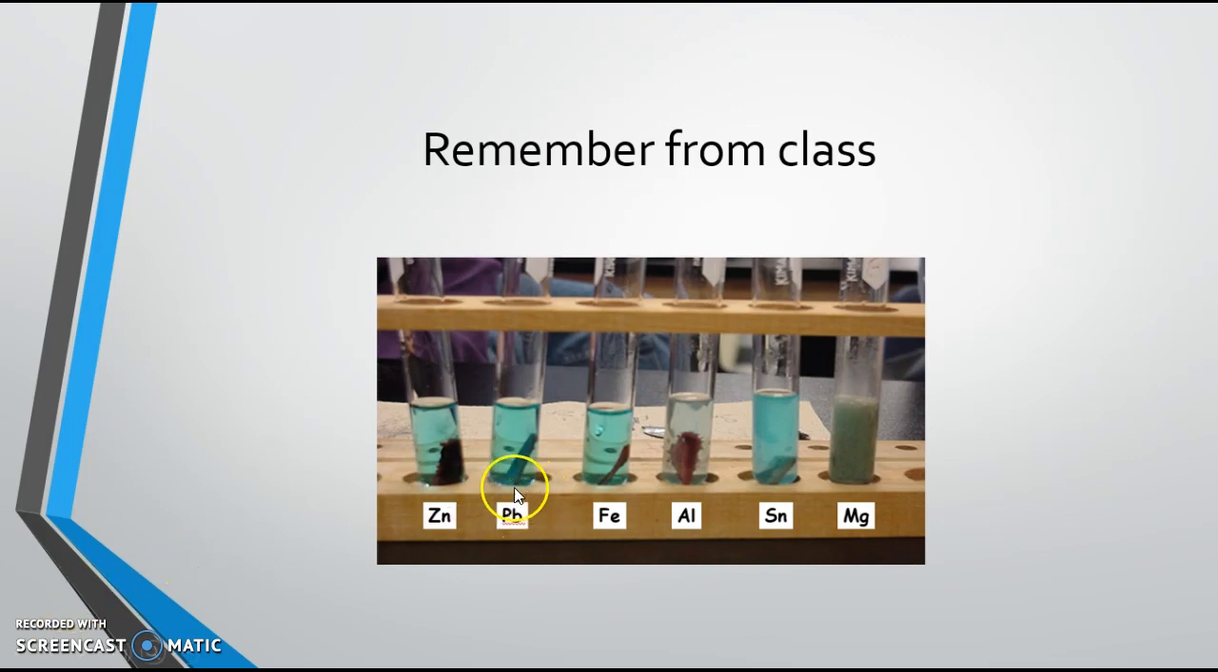Now you may note that this is not from class because one of the metals here is lead and we didn't use lead. But I found this online and the people did a similar experiment to us, and they used different metals and they put it in a solution of copper 2 sulfate with a little bit of salt.